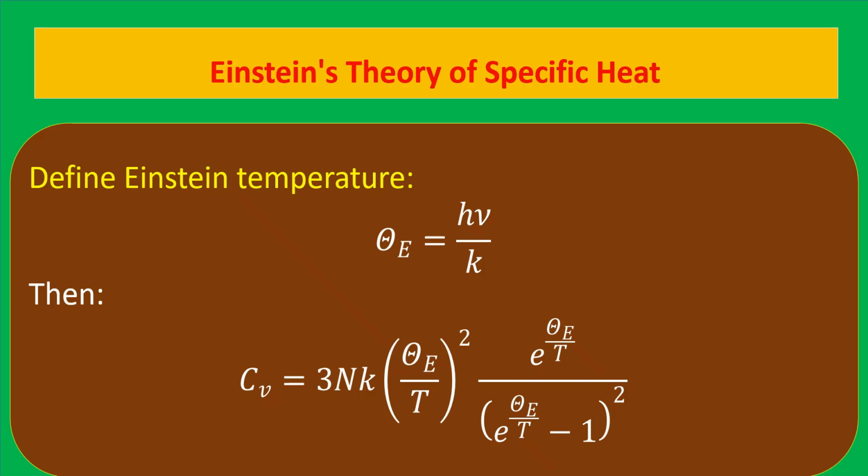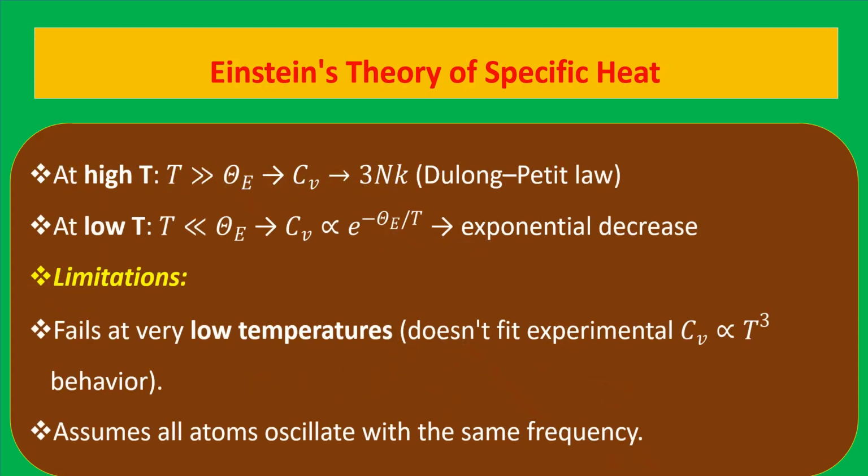After that, there are 2 most important cases: one is low temperature and the other is high temperature. Most of the questions may be asked like that. So there are 2 cases. One is high temperature, where temperature is greater than the Einstein temperature theta E, then Cv is equal to 3nk.